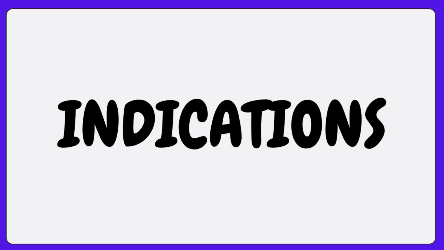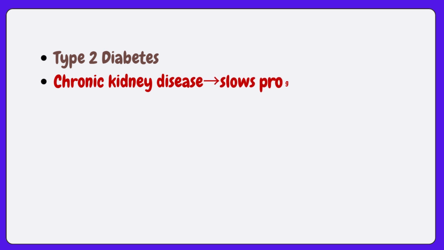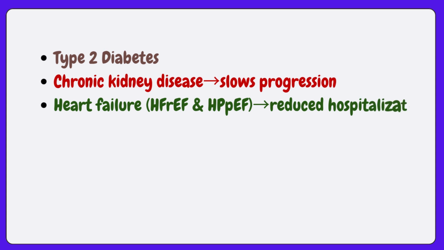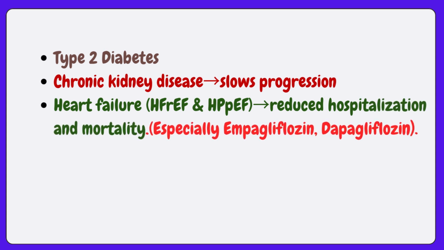The major clinical indications where SGLT2 inhibitors are commonly used: in type 2 diabetes, in chronic kidney disease, where they slow progression, and also in heart failure with reduced and preserved ejection fraction, which ultimately reduces hospitalization and mortality, especially empagliflozin and dapagliflozin.